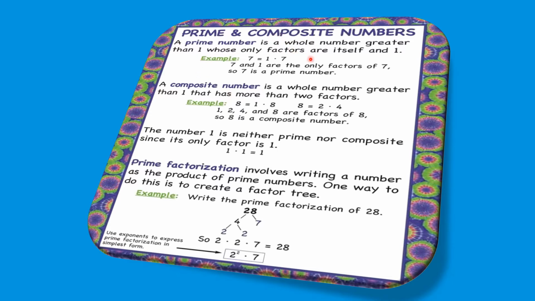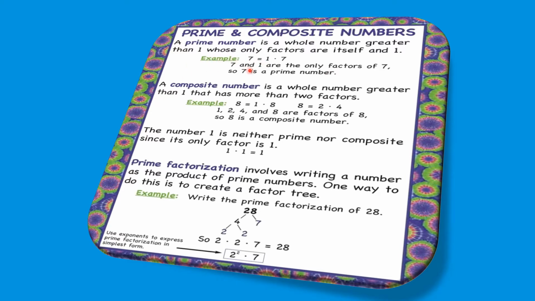A prime number is a whole number greater than 1 whose only factors are itself and 1. For example, 7 is equal to 1 into 7. So 7 and 1 are the only factors of 7. So 7 is a prime number.